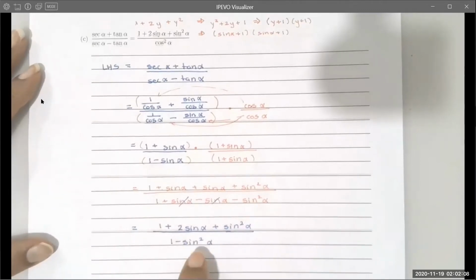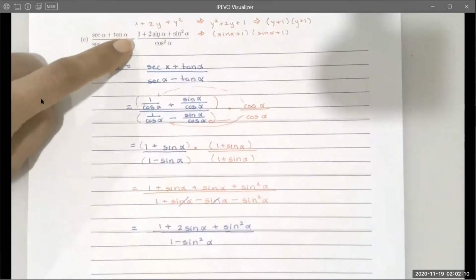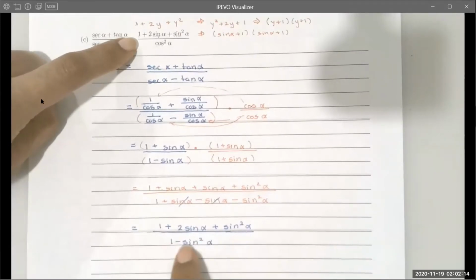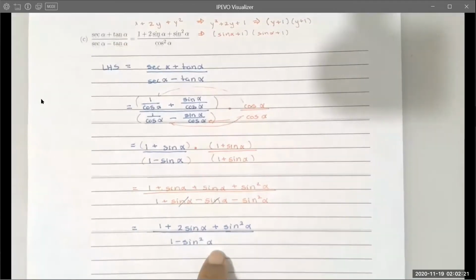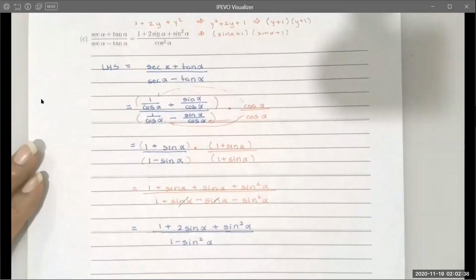Now look at the goal. The right-hand side is our goal. The numerator is exactly the same, which means it's only the denominator that needs some type of manipulation for now. So what can we do about the denominator? Well, we've actually already done it in another problem. Pythagorean theorem or Pythagorean identity. Good, excellent. So Pythagorean identity.